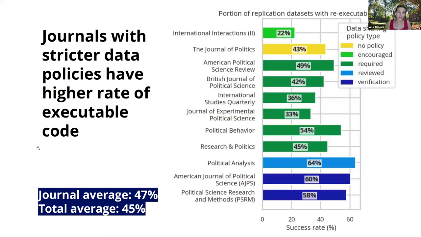We also see that journals with stricter data policies have higher rates of re-executable code. The journal average of code re-execution was something around 47%, whereas the total average is 45%. But in particular, journals such as Political Analysis, AJPS, and PSRM have the highest re-execution rates. And these are the ones that also have the strictest policies, in particular policies that require either reviewing data and code or a verification process, so they're reproducing the study itself.